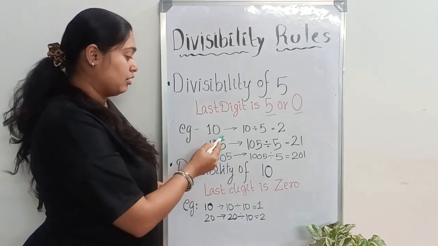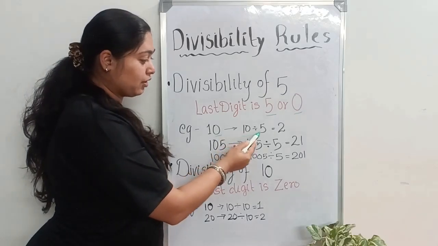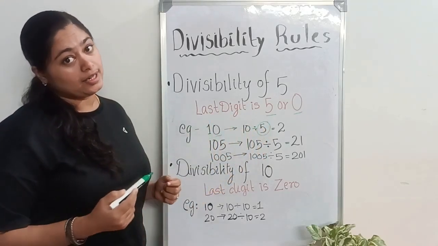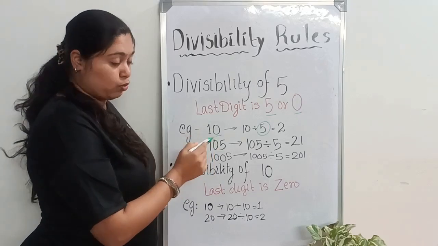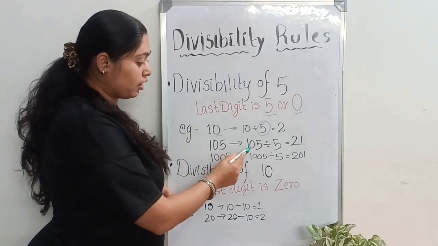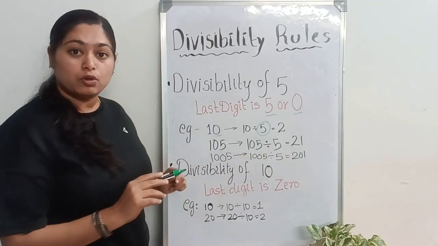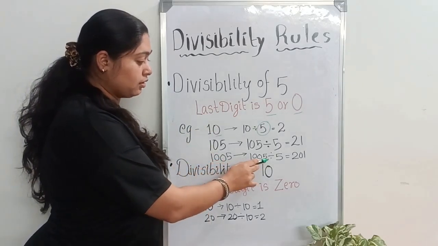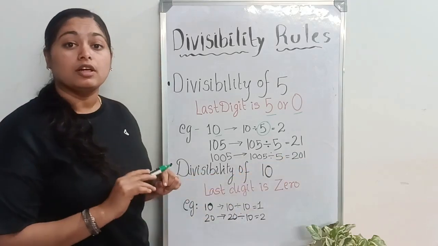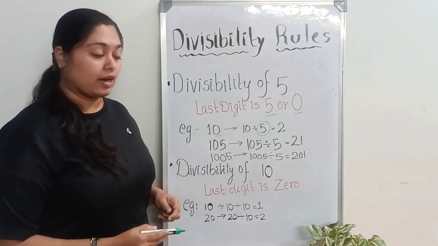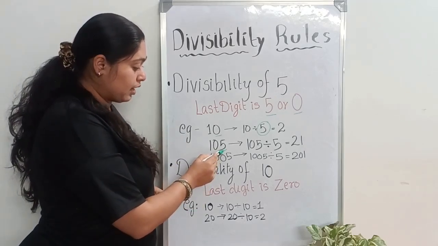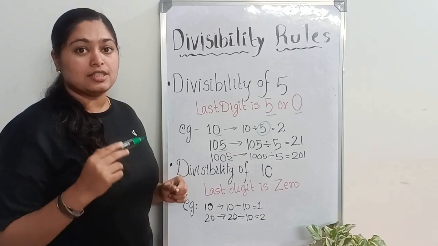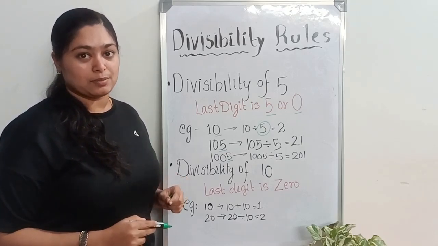Examples: 10. The last digit is 0, and see, 10 divided by 5 is equal to 2, no remainder. So yes, 5 is a factor of 10, or 10 can be divided by 5. Let's look at one more example. 105. See, 105 divided by 5 is equal to 21. No remainder left. One more example. 1005. See, 1005 divided by 5 is equal to 201. No remainder. So 5 is a perfect factor for all these numbers. And if you see, the last digit is 5 or 0. So any number having the last digit 0 or 5 is perfectly divisible by 5.